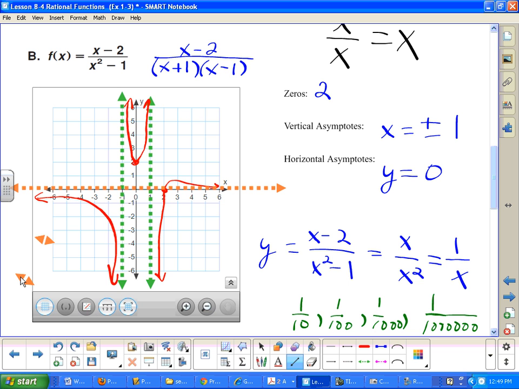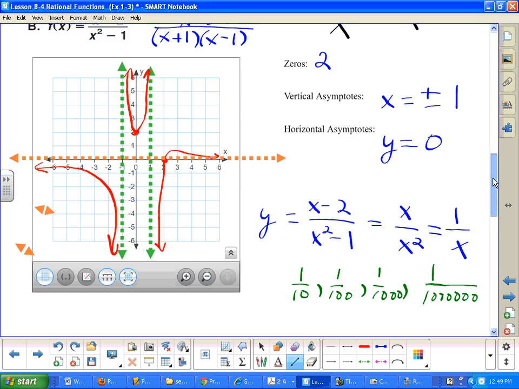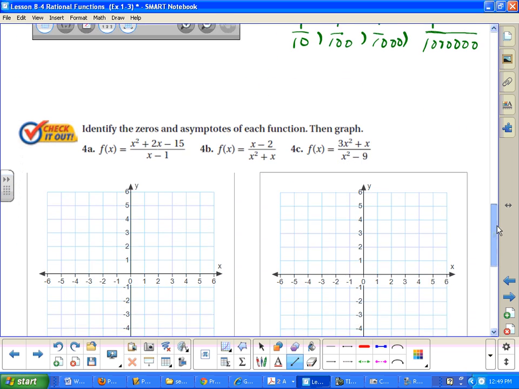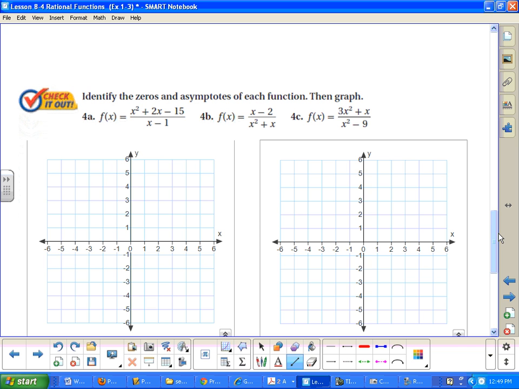All right, there's one other type, and I'm just going to talk about this one. We're not actually going to do this graph because I want to go on and do the other part. All right, so let's look at letter C here on the check it out. And I'm only going to talk about the horizontal asymptote here. That's all I'm going to talk about with this problem, just to let you see one other sample.